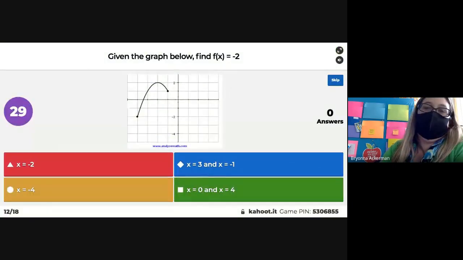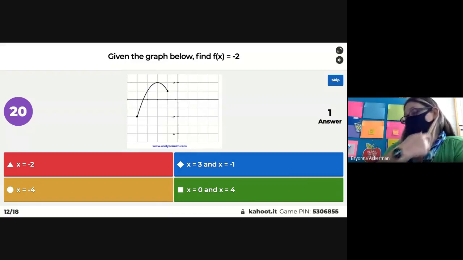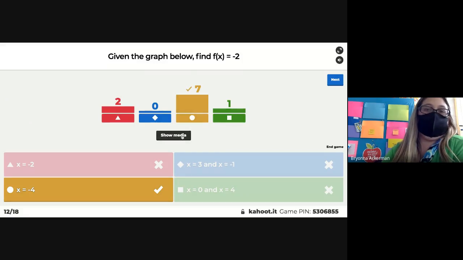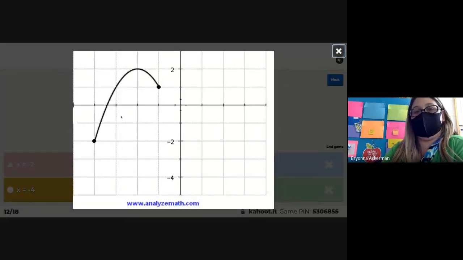Okay, if f of x is negative 2, if the output is negative 2, okay, so it had said that the y is negative 2. So if I go on over, I'll see the x is negative 4.